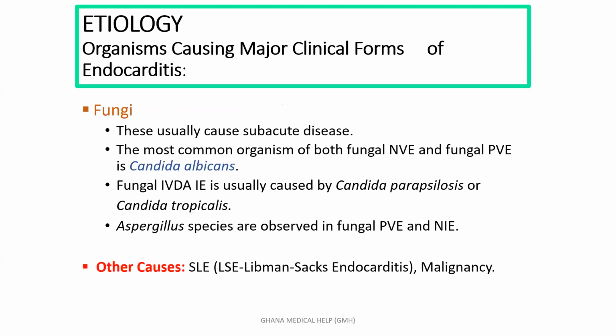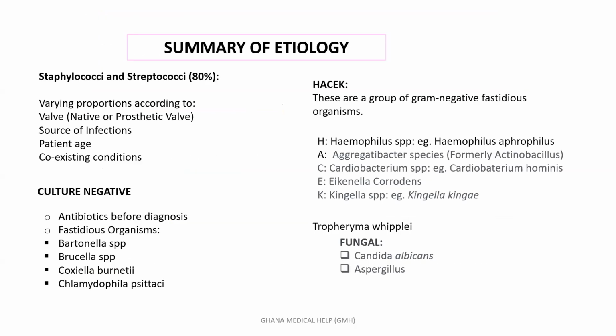We have the fungi. They also cause subacute disease. The most common organism of both fungal native valve and fungal prosthetic valve endocarditis is Candida albicans. Other causes are SLE, which causes Libman-Sacks endocarditis, and malignancies. So in summary of the etiology, we have staphylococci and streptococci accounting for 80%. And we have our culture negative.